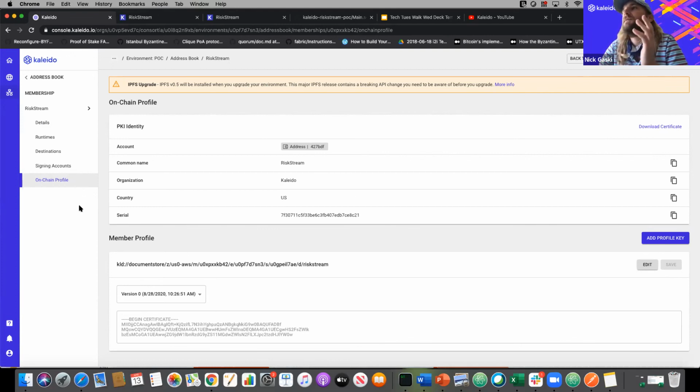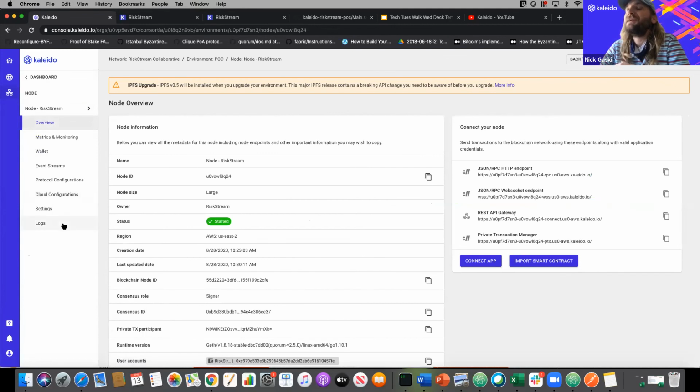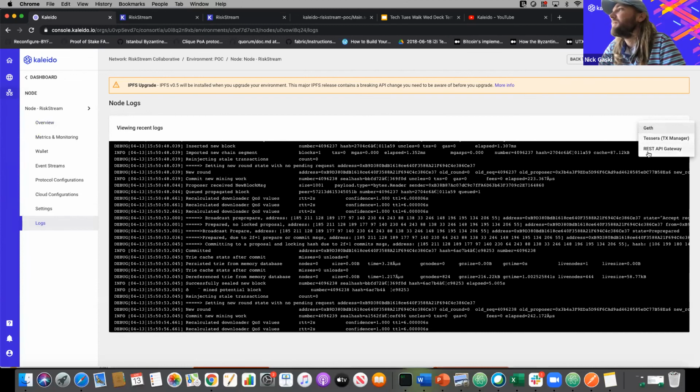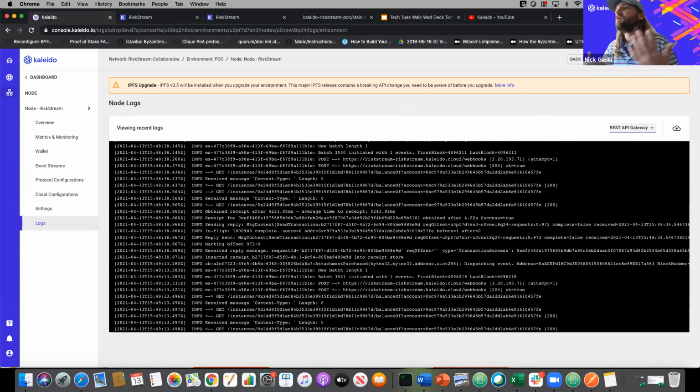But this is where those assets live. They live in the on-chain profile, which is a sub or a nested object of your membership inside of Kaleido. The other pieces that you have, of course, you have your nodes. So those are incredibly important right here. So we can click on our nodes, we can click on our logs, we can see all of the core Geth logs, right? And then we can see the REST API gateway logs. And this is where we're sending in those transactions via Kafka, but this is also where those events are coming out, right? This is how the dApps are being updated in real time, right? So we can see the different events that are coming through the system, attachment purchased, for example, right?